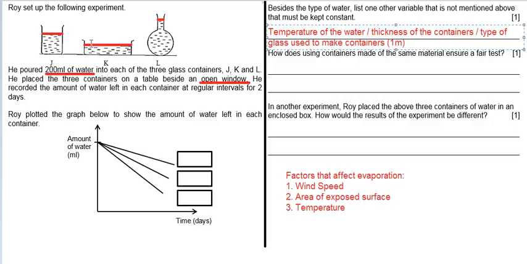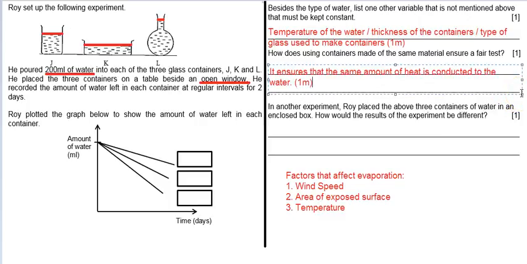Now, how does using containers made of the same material ensure a fair test? Now, of course, if let's say your J is made out of a very poor conductor, whereas K is made up of a very good conductor, then the amount of heat that enters the container will not be the same, and therefore the experiment will not be a good one, and therefore it will not be a fair test. We know that in any experiment you need to have a fair test. So that's why the material used in all the three containers must be the same to ensure that the same amount of heat is conducted to the water from the surrounding. Okay, it is very important.